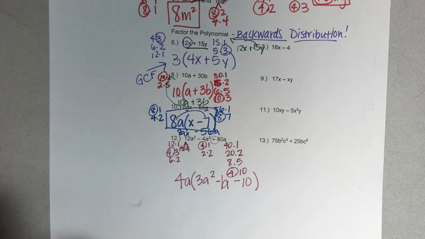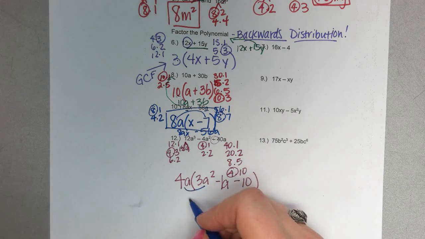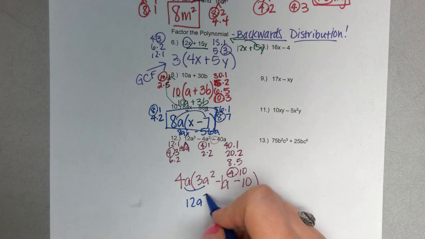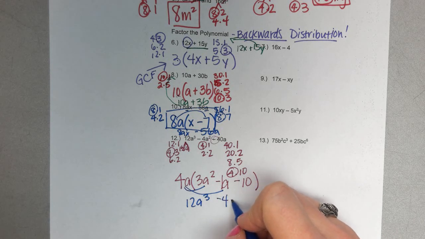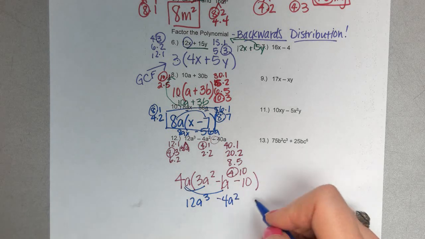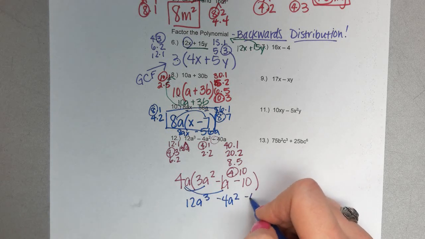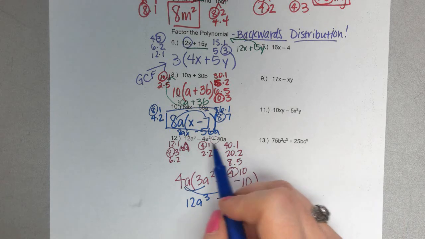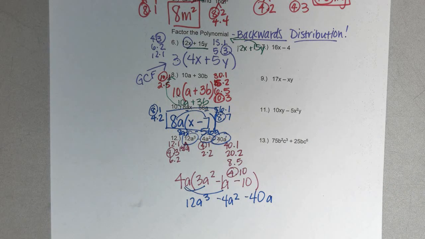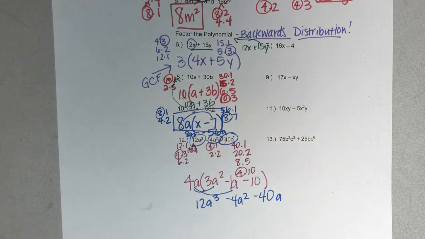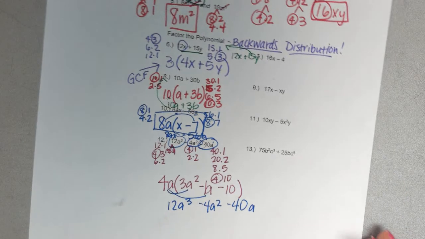And if we were to check that, it would be 4a times 3a is 12a to the third. 4a times negative a is negative 4a squared. And 4a times a negative 10 is a negative 40a. And that's exactly what you have there. So let's go ahead and save the odd numbers, and we'll work on those in class.